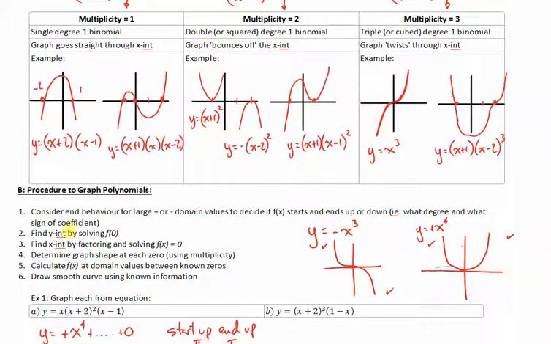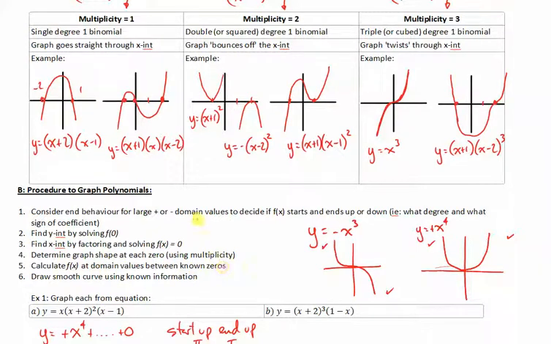Next, intercepts are important. You find the y-intercept by solving f of 0. You find the x-intercept by factoring if it isn't already factored, and then solving f of x equals 0. Next, find the graph shape at each 0 using multiplicity. We just talked about that up above. Next, find some f of x values at certain domain values in between your known zeros.